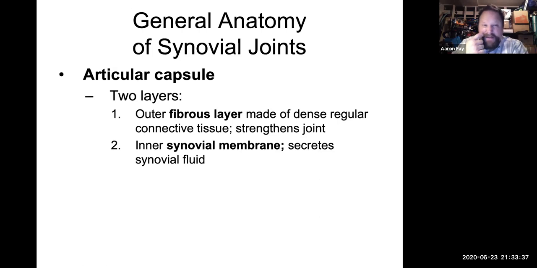So let's talk about the articular capsule. It has two layers. It has an outer fibrous layer made of dense, regular connective tissue. This will provide some structural support, some structural strength to the articulation. And inside of that, we're going to have a synovial membrane. And the synovial membrane is responsible for producing the synovial fluid.